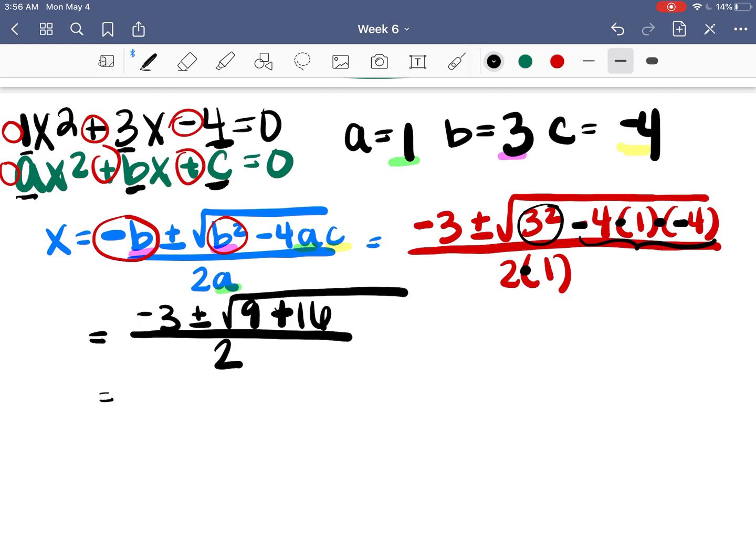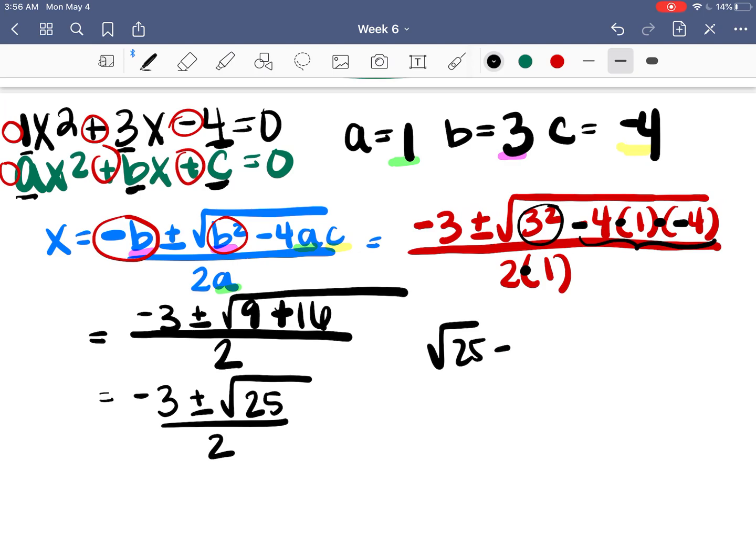Next, we're going to simplify what's inside the square root. What is 9 plus 16? It is 25. All right, the next thing we're going to do is get rid of that square root.